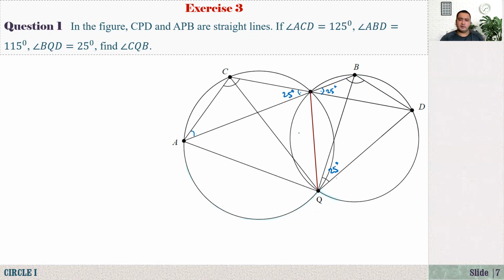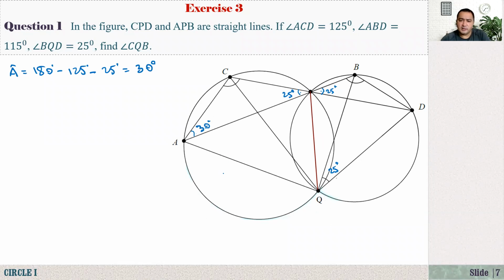Now we know that the sum of the angles of any triangle is 180 degrees. So angle A plus angle C plus 25 is equal to 180. What is angle A? Angle A is equal to 180 minus angle ACD, that is 125 degrees, minus 25, which is equal to 30 degrees. So angle A is 30 degrees.